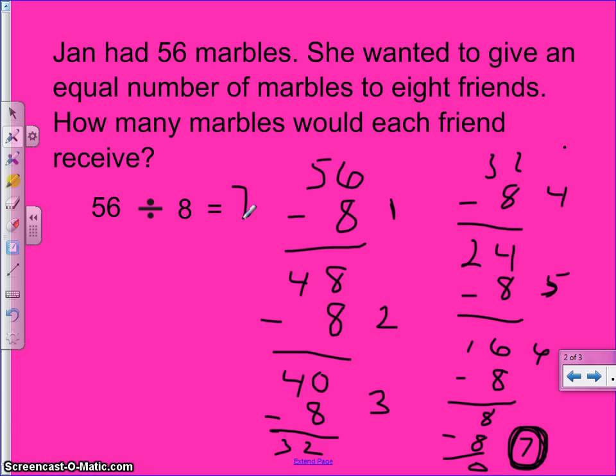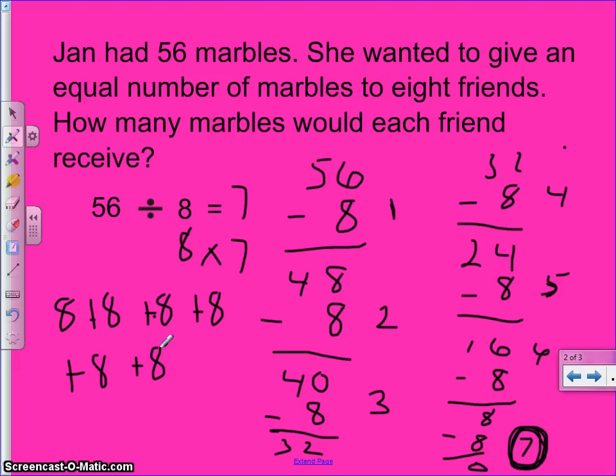This is just the opposite of repeated addition. If you think about this as checking my answer, 7 times 8 is 8 plus 8 plus 8 plus 8 plus 8 plus 8 plus 8, okay? It's the same thing that I'm doing with the repeated subtraction. It's just the opposite. And division is the opposite of multiplication.